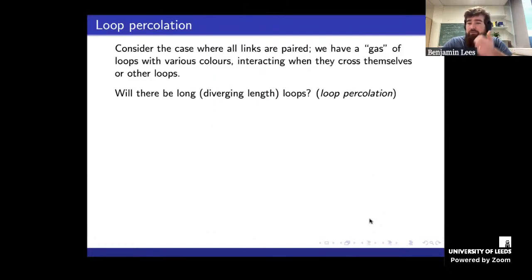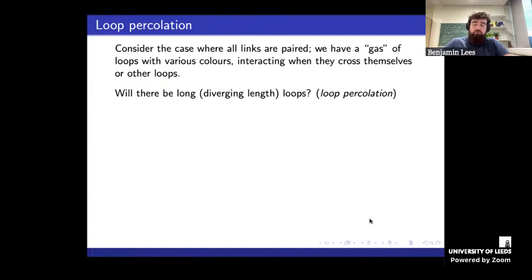Now, if we have the case where every link has to be paired at each of its endpoints, like I mentioned before, then everything has to be a loop. There's no paths left open because they'll always be paired. So the only thing we have are closed paths, known as loops, and we have a gas of them that interact in some way when they cross themselves or other loops, or where they meet at vertices, or where they cross the same edge, things like that. And a natural question is, like we asked before, will there be long loops? We'll call this loop percolation.